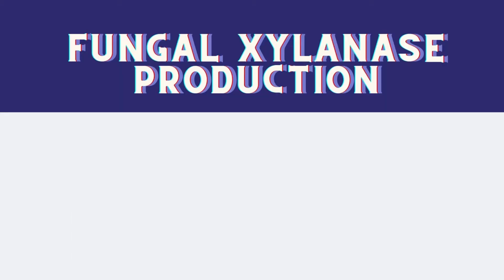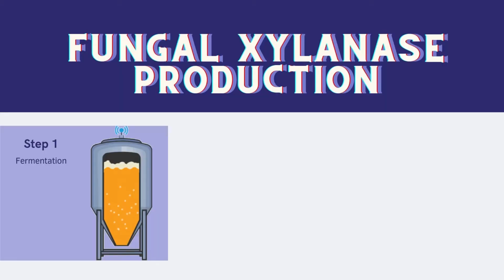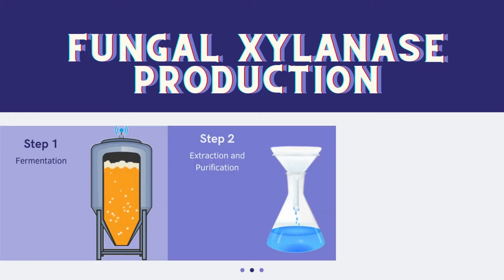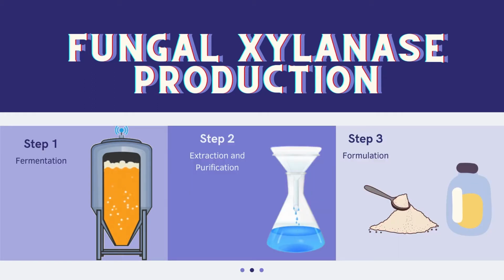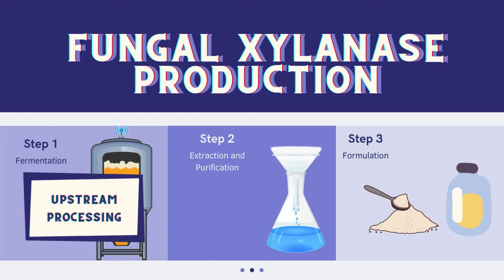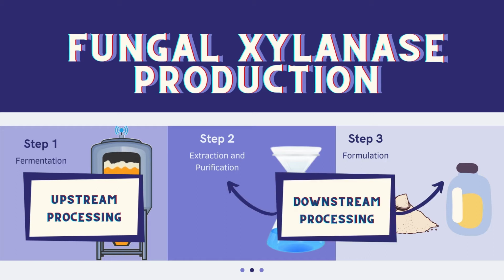There are essentially three steps for producing fungal xylanase: fermentation, extraction and purification, and lastly formulation. The fermentation process is also called the upstream part of the production process, whereas extraction, purification, and formulation are all part of the downstream process in the production process.